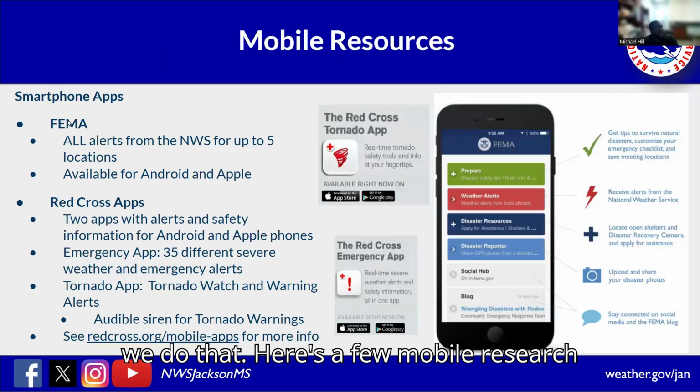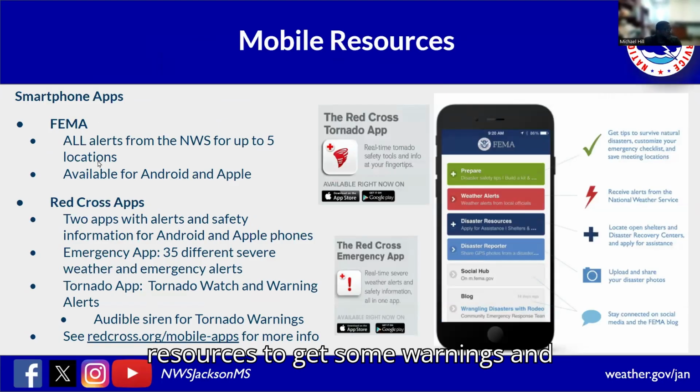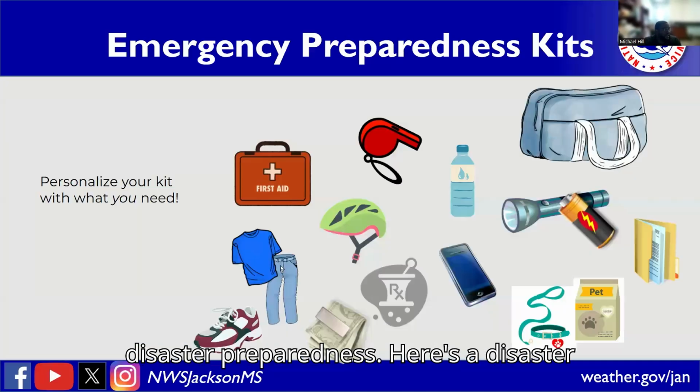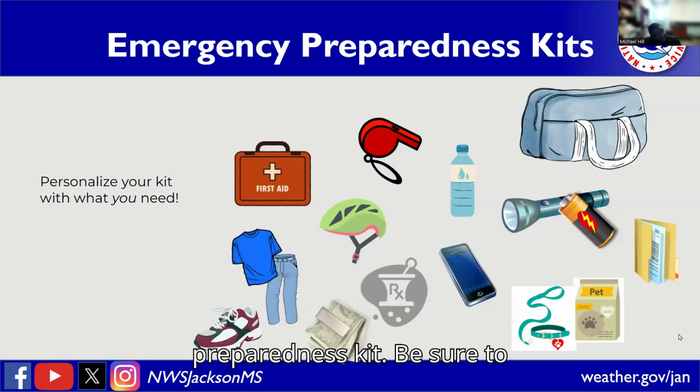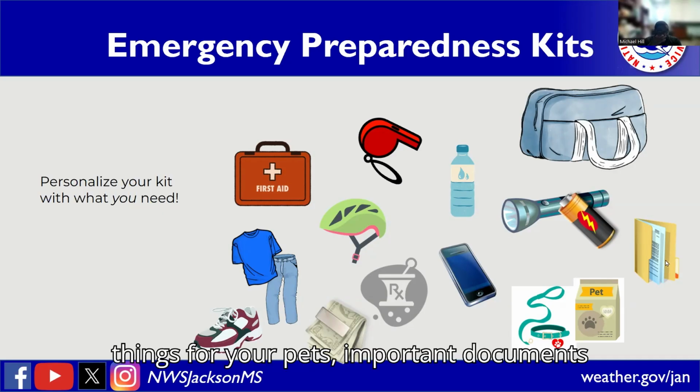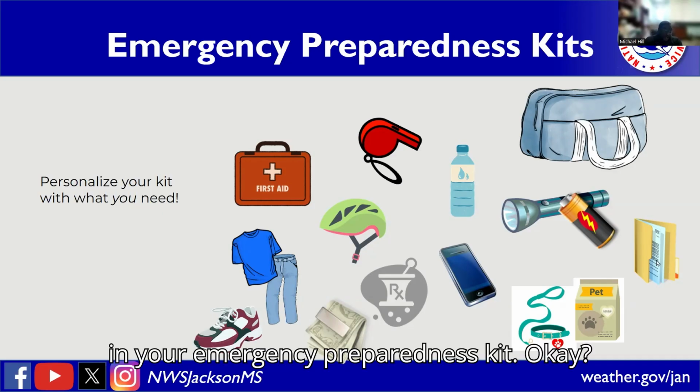Here's a few mobile resources to get some warnings and such from FEMA, Red Cross apps for disaster preparedness. Here's a disaster preparedness kit. Be sure to have first aid kit, helmet, whistle, your cash money, prescriptions, cell phones, things for your pets, important documents in your emergency preparedness kit.